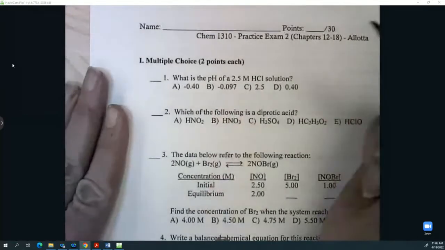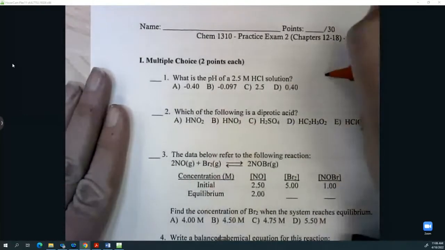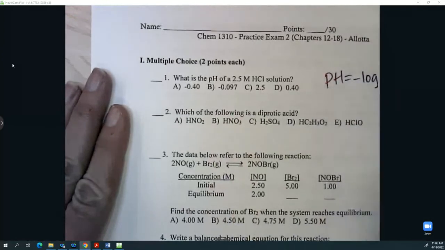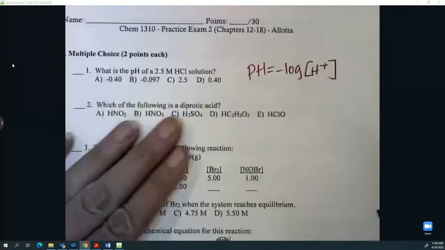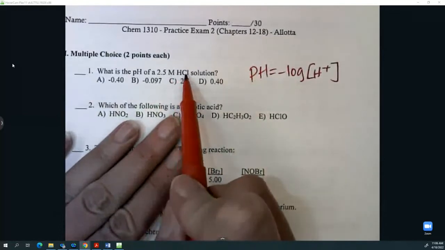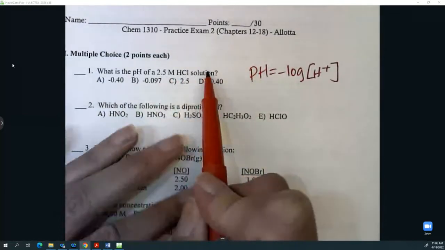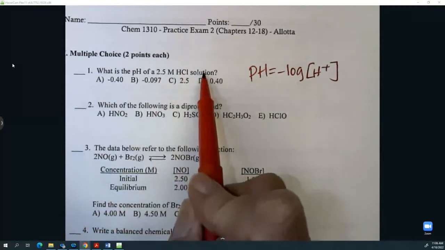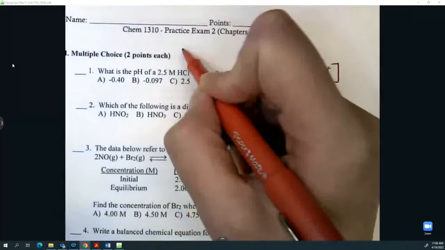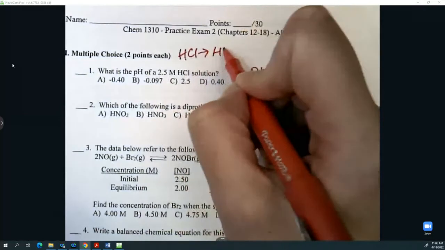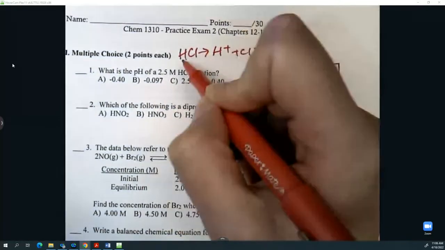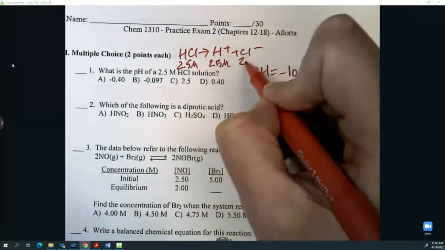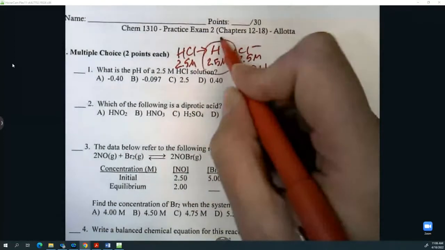All right, so the first thing I need to identify is asking for pH. I hopefully know pH equals minus the log of H plus. If I have a strong acid, which HCl is one of the strong acids, remember we just have to memorize those. If it's a strong acid, then I know it's going to totally dissociate. So I'm going to have just H plus and Cl minus, and that's how much. So 2.5 molarity will make 2.5 molarity of this and 2.5 molarity of this. And so that's what I need to do.